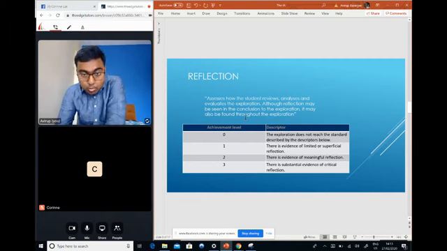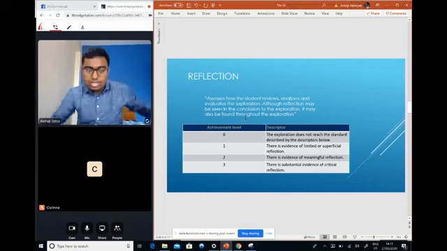Okay, let me quote directly from the IBO. It says, assesses how the student reviews, analyzes and evaluates the exploration. Although the reflection may be seen in the conclusion of the exploration, it may also be found throughout the exploration. And in fact, that's a good point. Normally, I, as a teacher, during my student days, actually thought it's a bit of a cop-out to have all of the reflection, as they say, at the end.